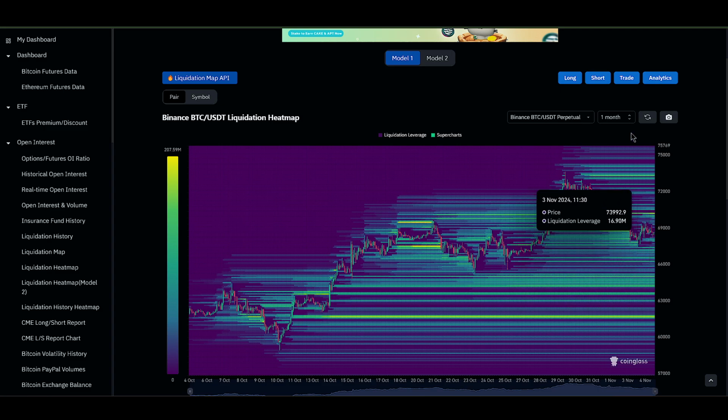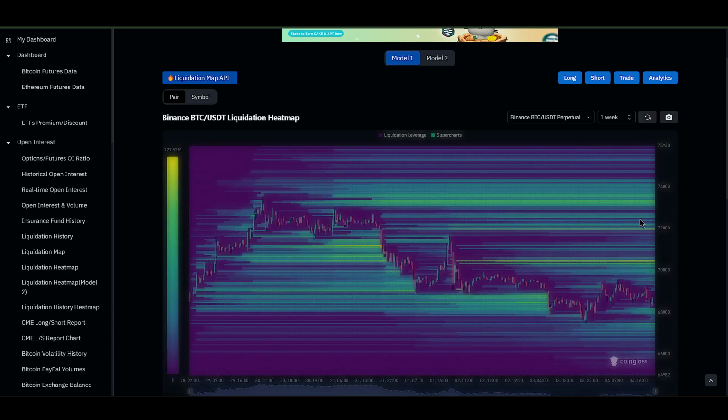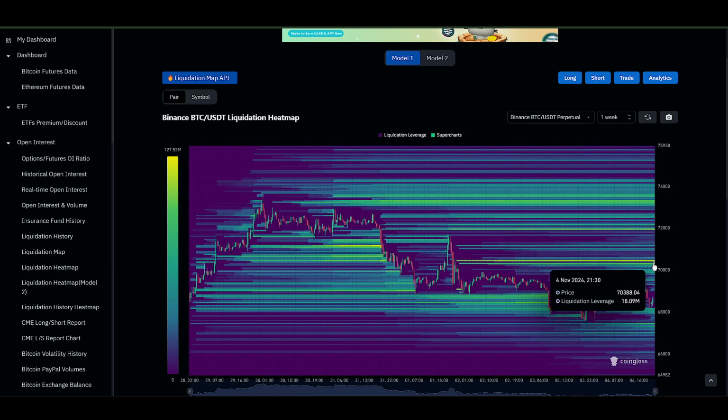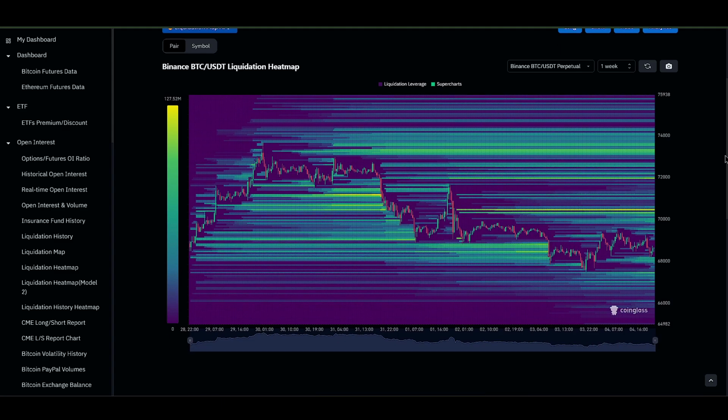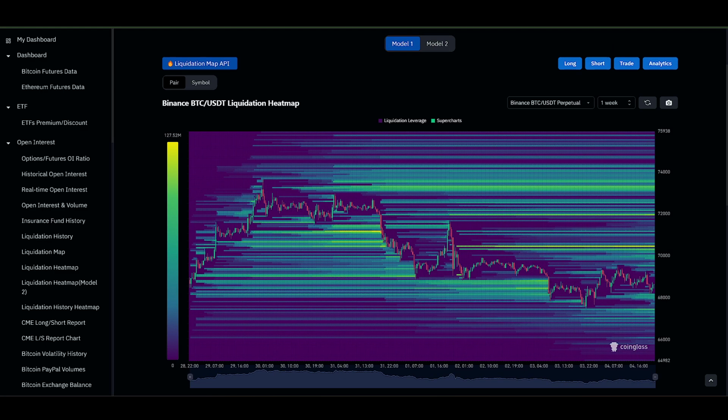This is important because if you go to the daily time frame, you can see liquidation just above this price, and this is actually 70,400, 70,200. So price may go there. Whether or not it rejects from there, I cannot tell you if I don't see price at that point of time. So I have to see price at that point of time.